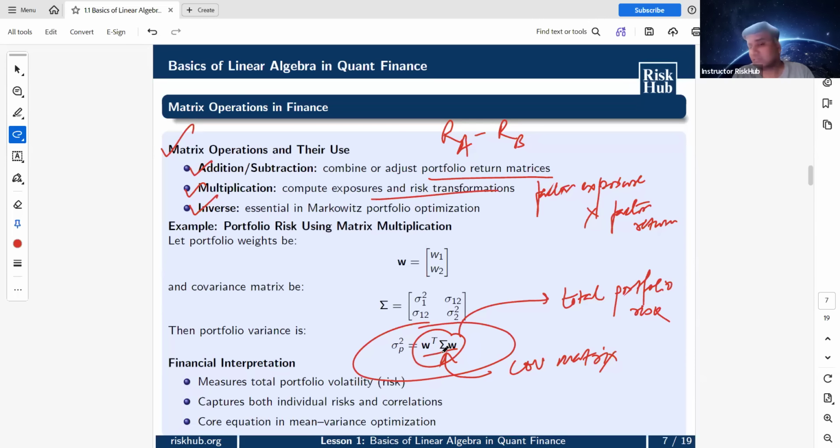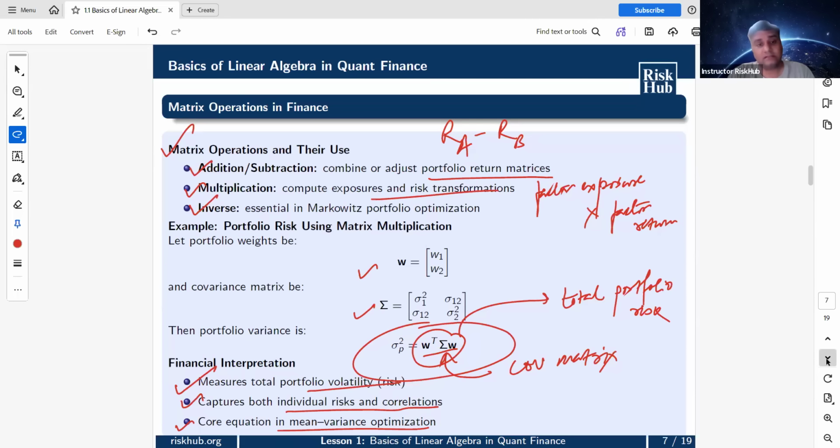Please note, this is not a summation sigma, right? This symbol is for the covariance matrix. This formula captures two things: one is the individual asset risk, the other is the interaction, the correlation between assets. This is the core of Markowitz portfolio theory. Without the covariance matrix, you cannot properly understand diversification. It measures total portfolio volatility risk, capturing both individual risk and correlation. It is the core equation of mean variance optimization, right? That we need to understand. And this is your covariance matrix.